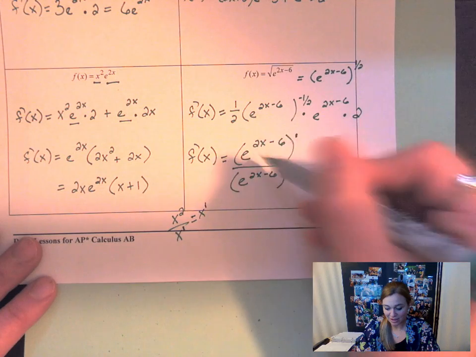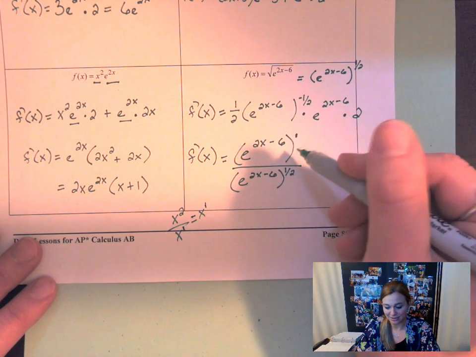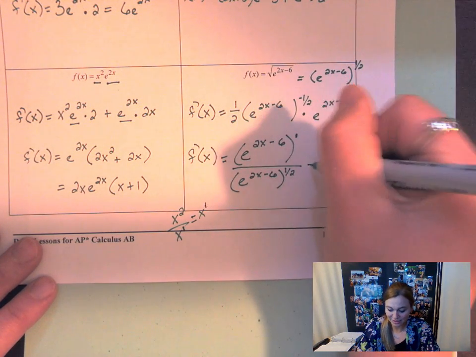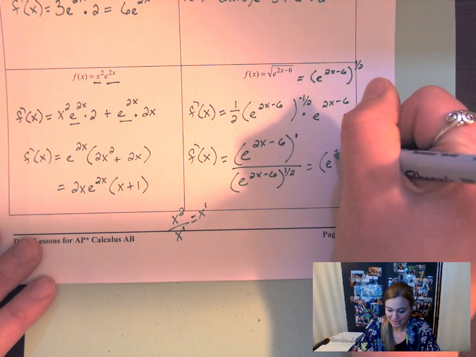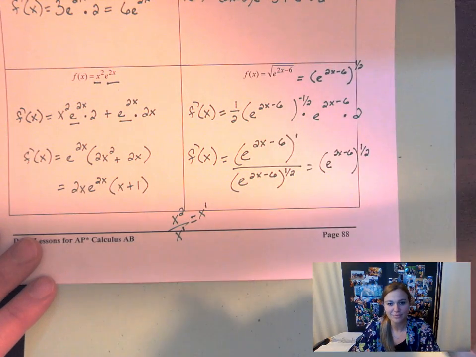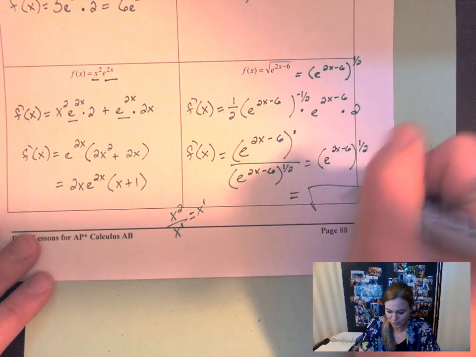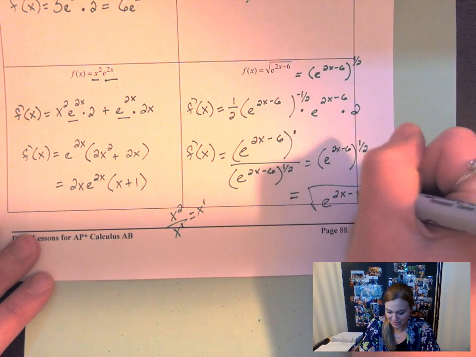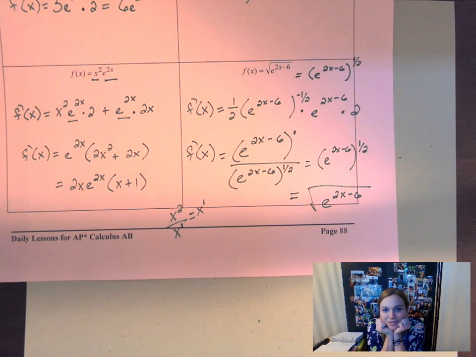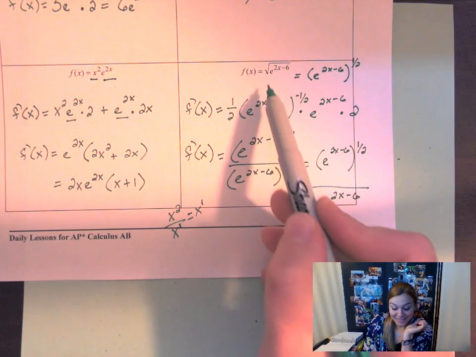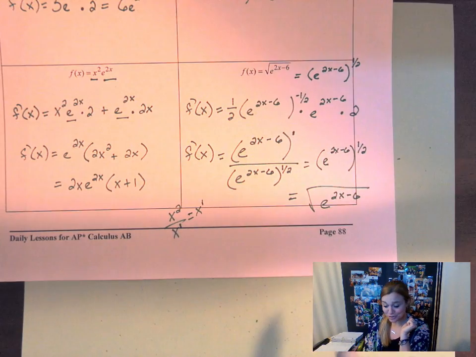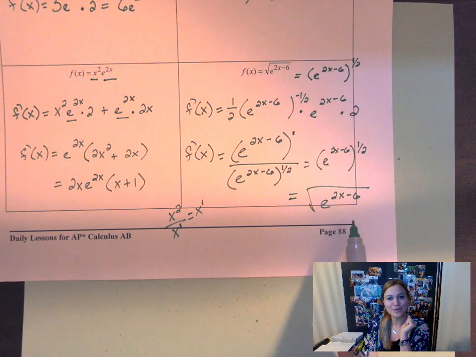So right here, if I've got the same base, e to the 2x minus 6 to the first power, same base in the denominator to the 1/2, you can subtract the exponents. Say e to the 2x minus 6 to the 1/2 power. And you might be thinking, isn't that the same thing as square root of e to the 2x minus 6? And then one more second, see what's happening here. Yes, the function is square root of e to the 2x minus 6. And the derivative is the square root of e to the 2x minus 6.